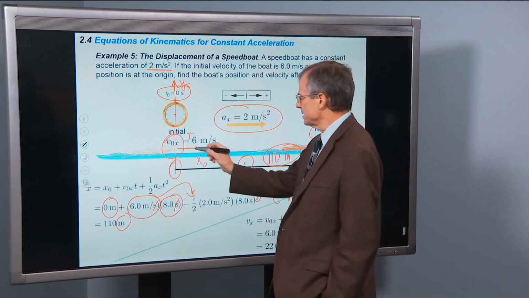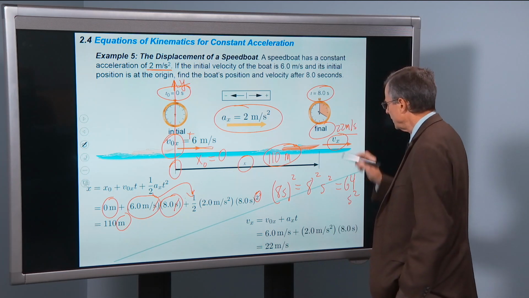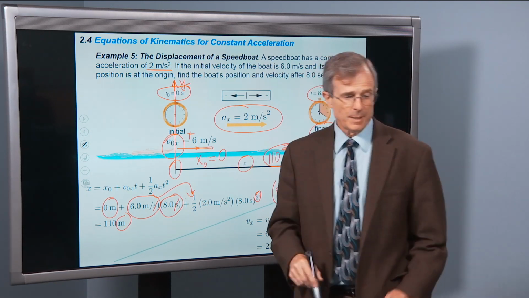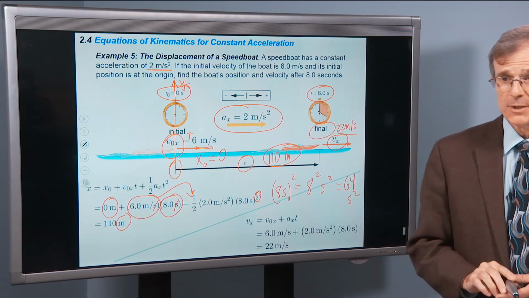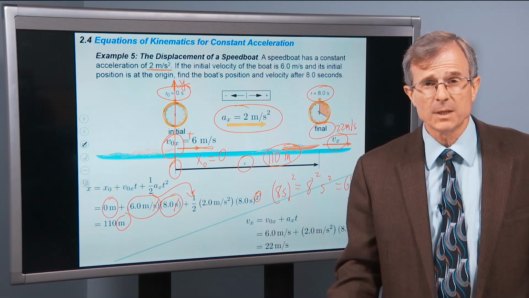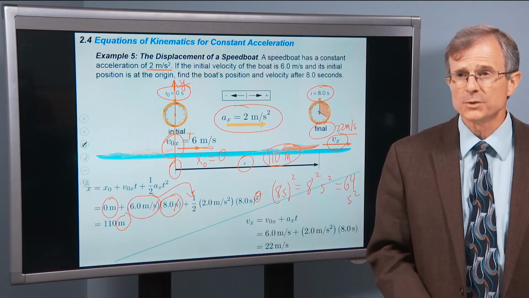So we've increased from 6 meters per second to 22 meters per second. And that makes sense. We're accelerating in the x direction. That final velocity should have been larger than the initial one.